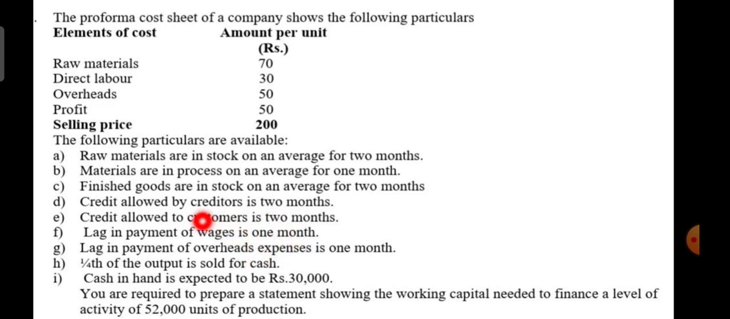So this calculation is needed for debtors calculation. Cash in hand is expected to be 30,000. You are required to prepare a statement showing working capital needed to finance a level of activity of 50,000 units of production. So total units of production is 52,000 and selling price is 200. So we need to find cost of sales: raw material, direct labor, add overhead. From these we get cost of production and cost of sales, which is required for finished goods and debtors calculation.